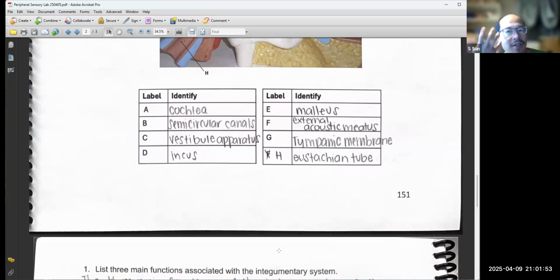What do you think? What is a function? What does skin do to you? Skin has a protection. It protects you from the bacteria and viruses going into your body. So this is the first line of the body's defense.